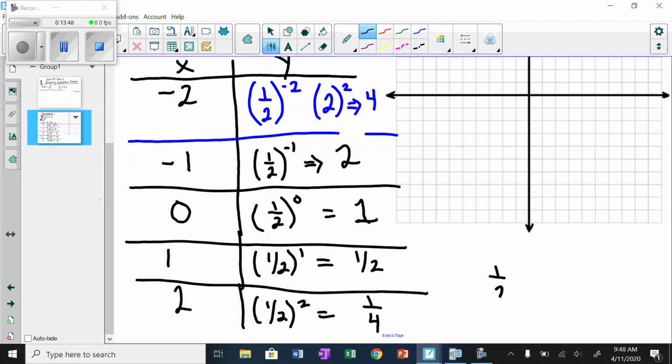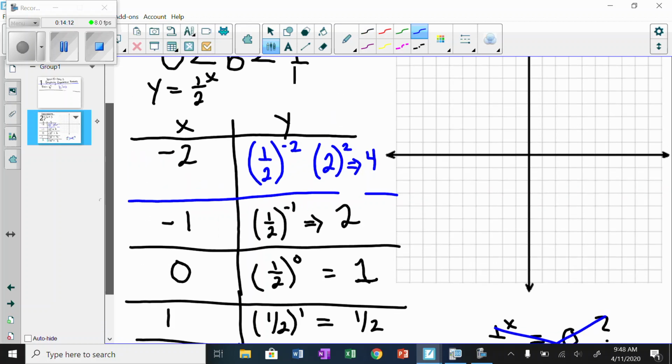Now, question for you. Could a half raised to the x power ever equal 0? Is that possible? Once again, it is not possible. No matter what value we substitute in for x, it will never yield a 0. So that is why we have that asymptote at the x-axis.